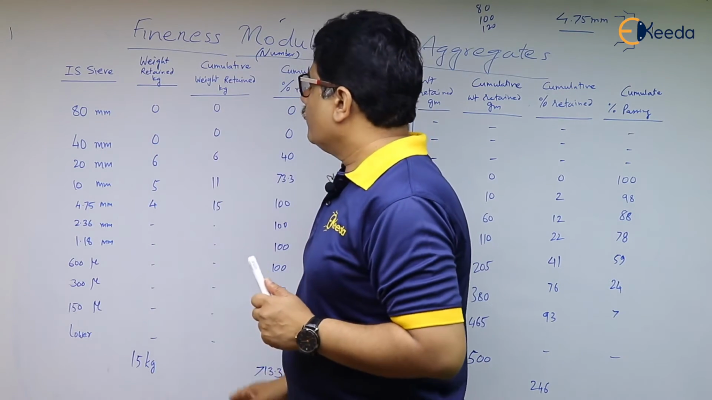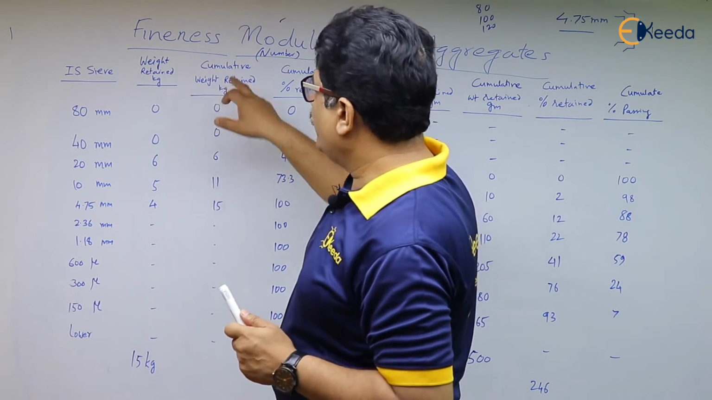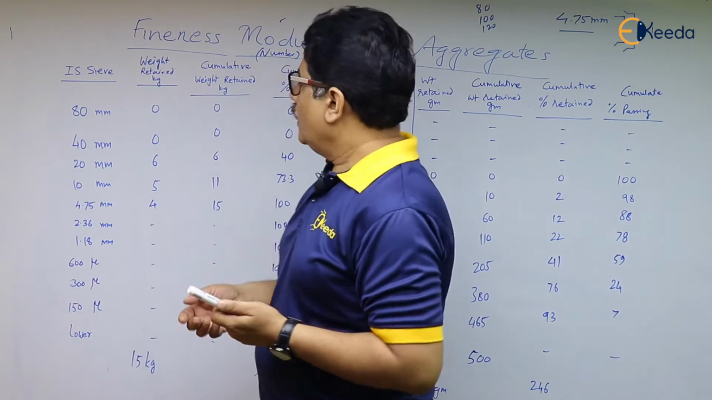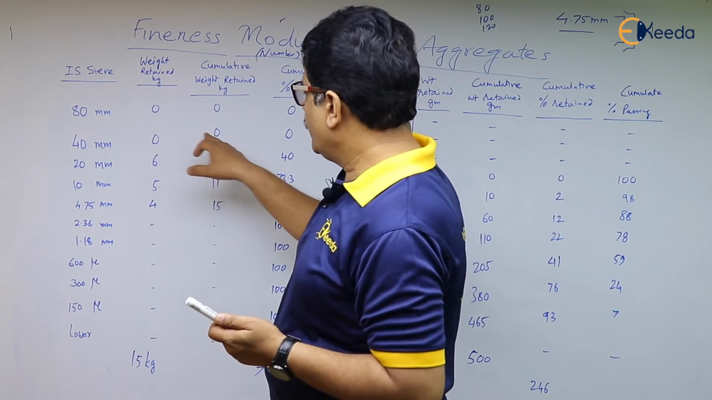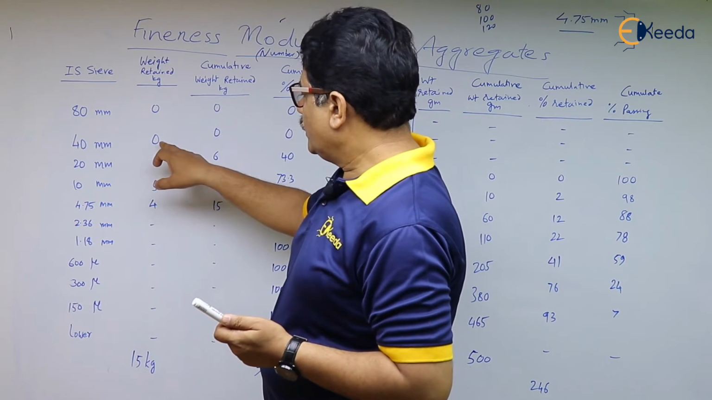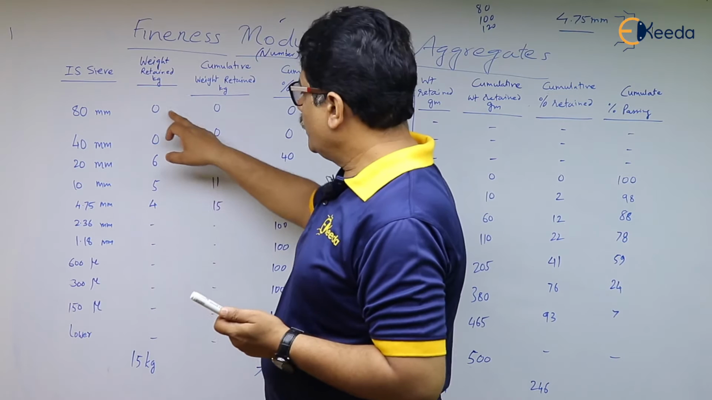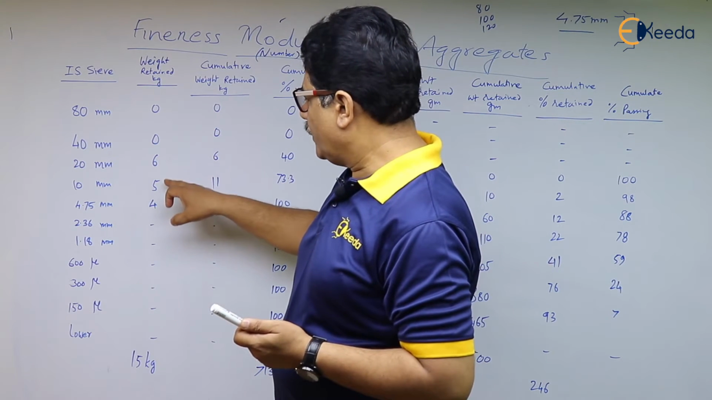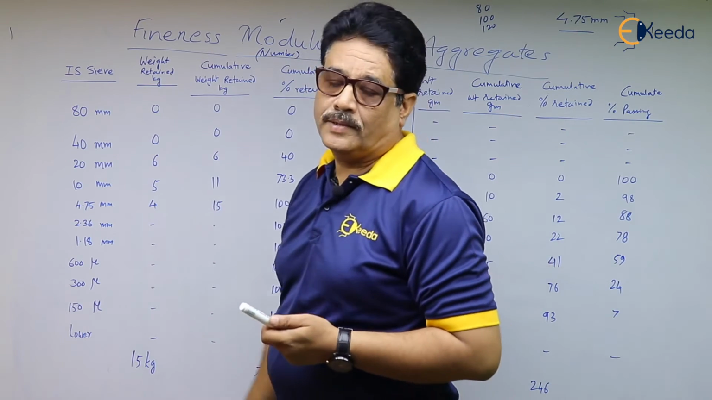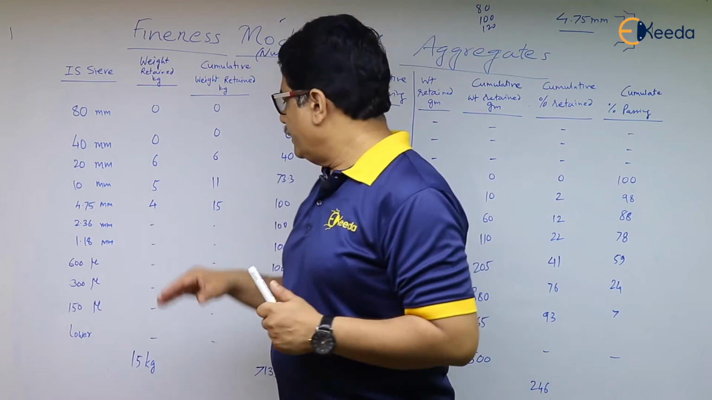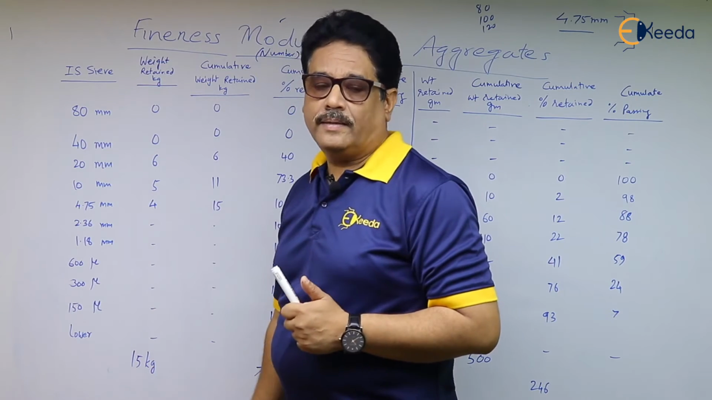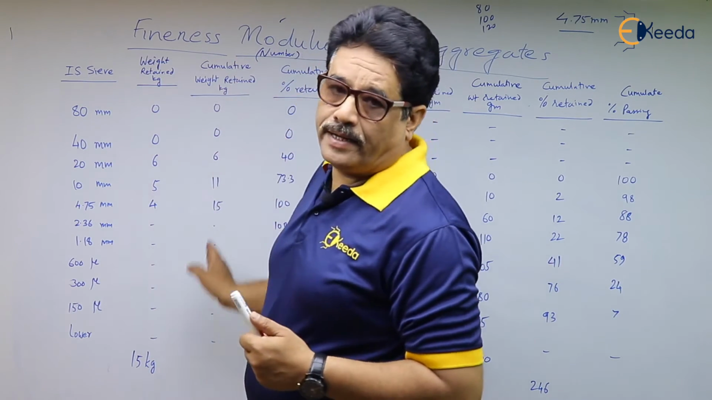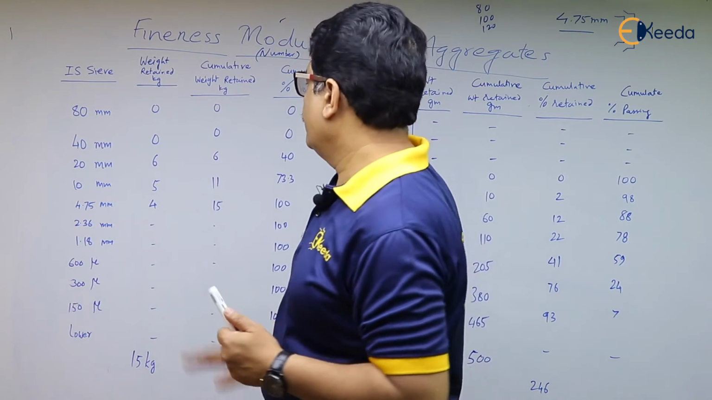Now in the third column, we have to write the cumulative weight retained on those sieves in kilograms. So here it is 0, then 0 plus 0, 0, 0 plus 0 plus 6, 6, 0 plus 0 plus 6 plus 5, 11, 0 plus 0 plus 6 plus 5 plus 4, 15. And one thing definitely sure, the last value should be the same as the total mass taken. This cumulative weight retained is entered in the third column.